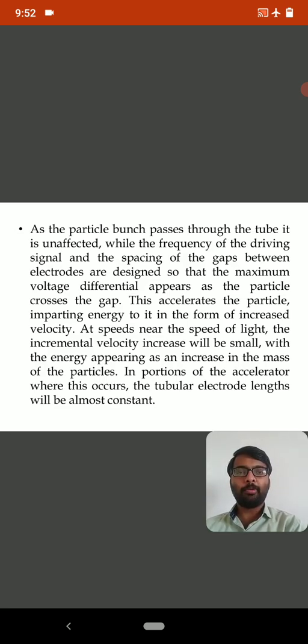So this is all about the construction, working, advantages and disadvantages of the linear accelerator, or the LINAC. In the next session we will discuss one more particle accelerator, that is the cyclotron, which is an example of a cyclic accelerator.